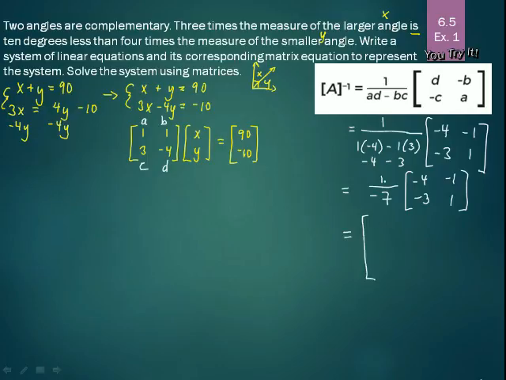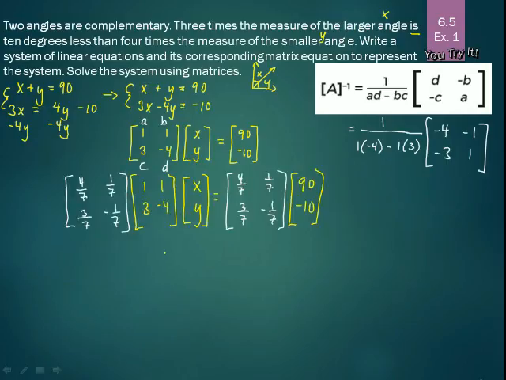And so multiplying that out, then this is just a scalar. So negative 1/7 times negative 4 is positive 4/7. Negative 1/7 times negative 3 is positive 3/7. Negative 1/7 times negative 1 is positive 1/7. And negative 1/7 times 1 is negative 1/7. And so we can go ahead and put this matrix, our inverse, on the left side of both of our matrices in this equation.